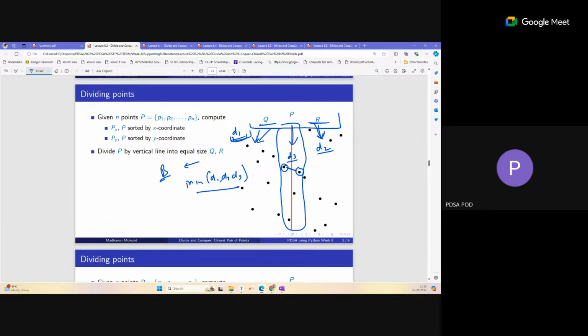We are dividing the problem. We are solving each problem separately. So that means left part, right part, and we will also find out this border part. Okay, and then after getting the solution of all these three parts, we will return this minimum value. So that will be the closest point. So now this is the thing.